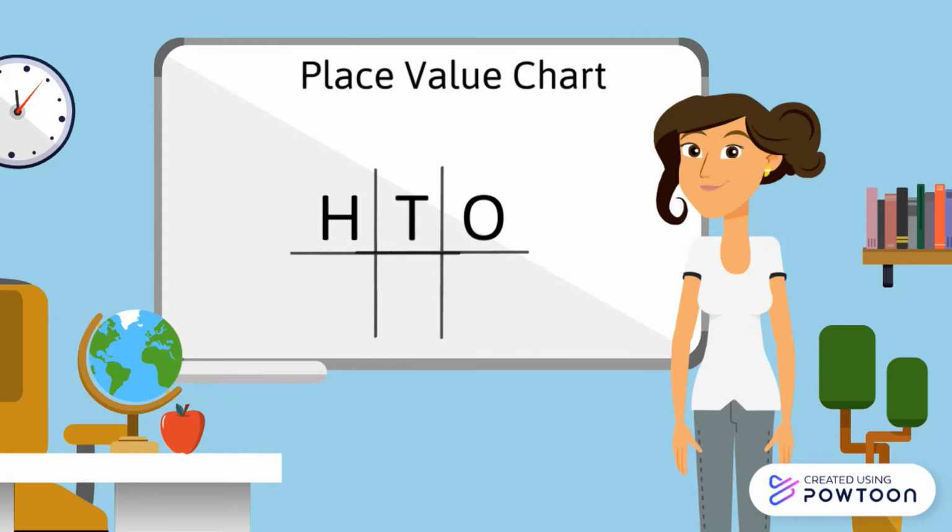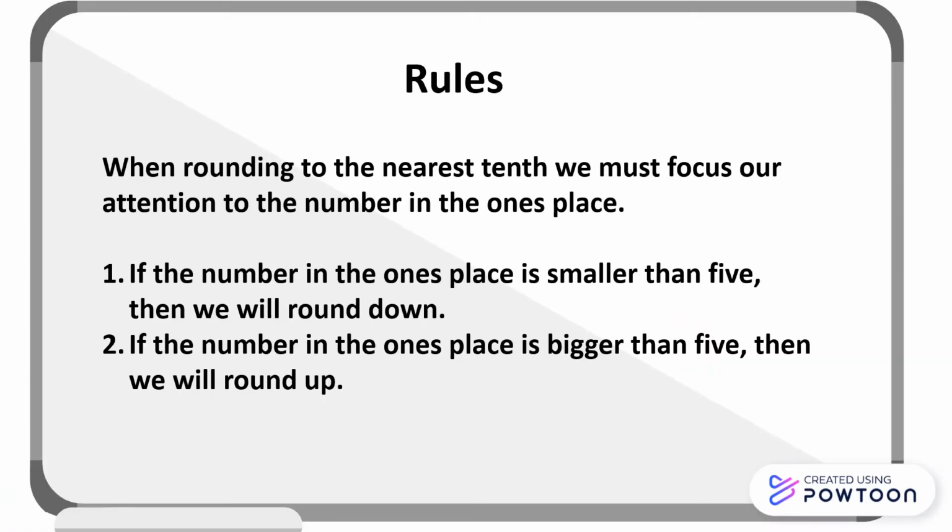Now, let's look at a place value chart. We will need to use one to look at numbers closely and label your three-digit numbers. Here, the O stands for the ones place, the T stands for the tens place, and the H stands for the hundreds place. Now let's go over basic rules when rounding to the nearest tenth. We must focus our attention on the number in the ones place. If the number in the ones place is smaller than 5, then we will round down. But if the number in the ones place is bigger than 5, then we will round up.